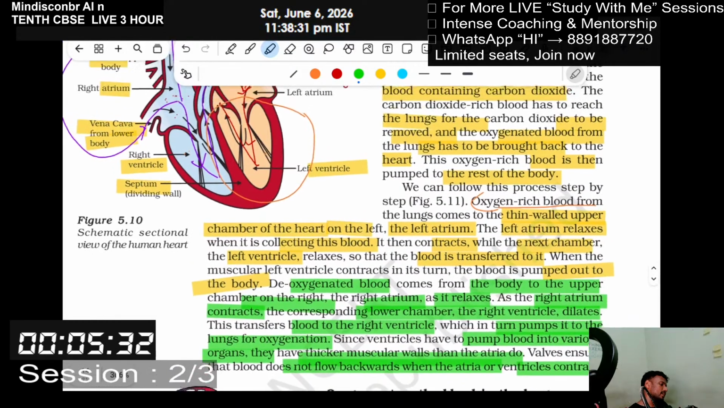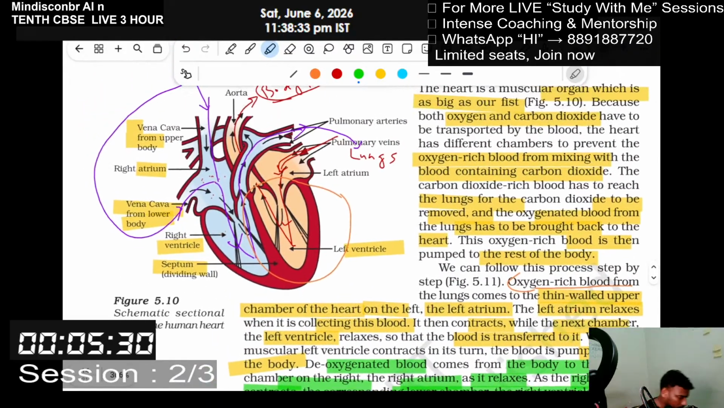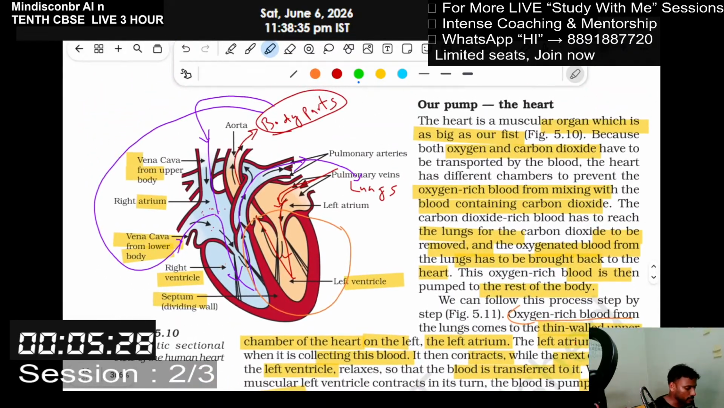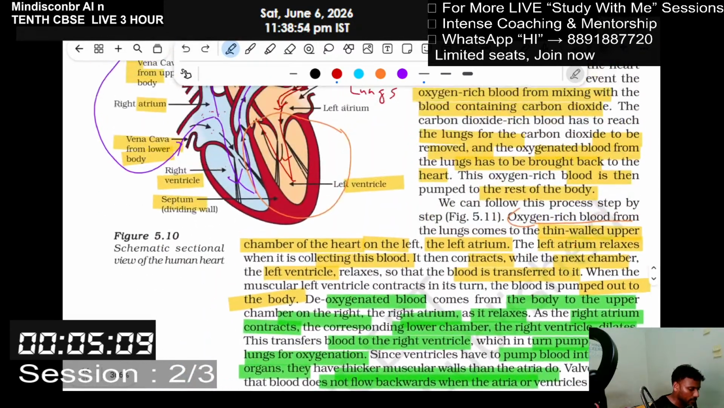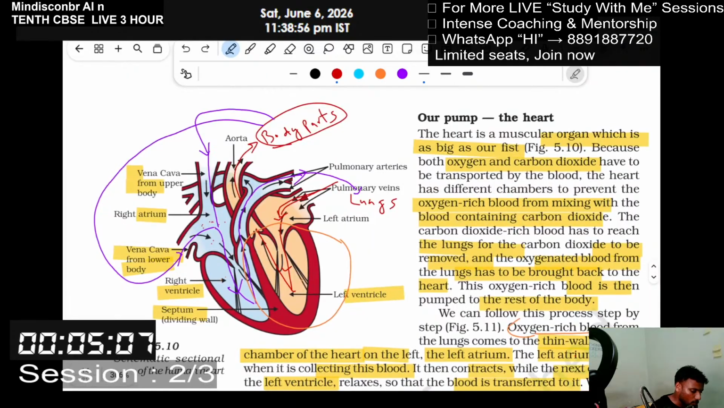Once more we can look here. Oxygenated blood. Lungs containing oxygenated blood.